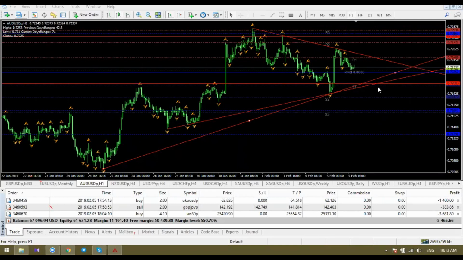We have a trend line in H4, right? We have a trend in H4. So we have a trend line in H4.